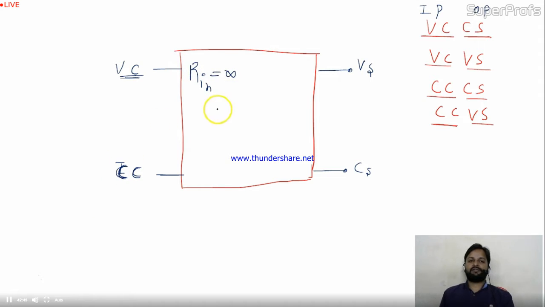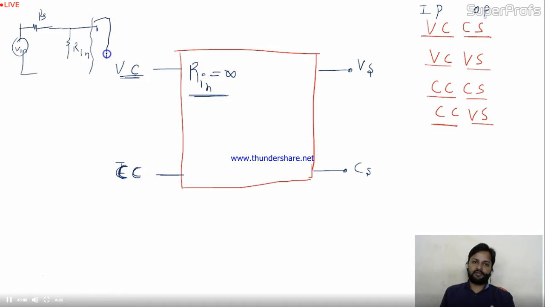The input resistance will be very high. Okay, why should it be very high? See, the circuit is like this: here is the Vin, this is the source resistance, this is connected with Rin over here, and this is your input circuit, whatever circuit is given over here.